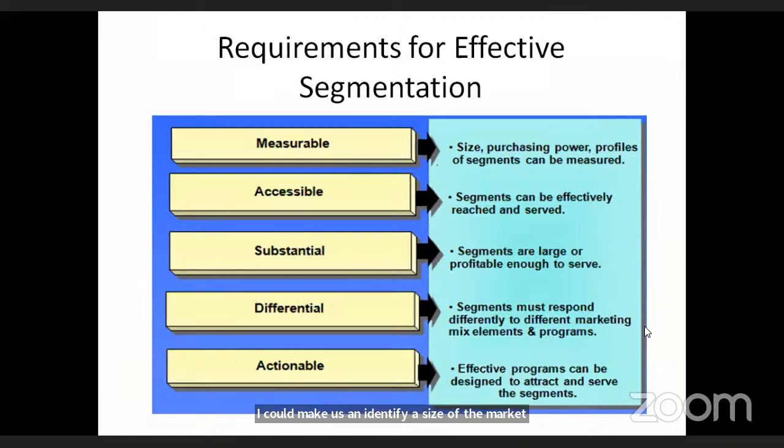So for me, the profile of the segment can be measured with a very similar counting group. Got it? But say if you're talking about a product which is very costly, or a product like milk powder, to identify how many people really want milk powder for their basic needs. So how to identify them? Measurability will not work.